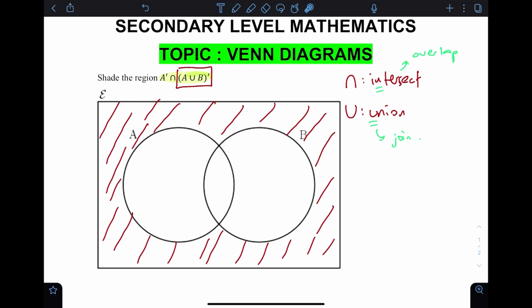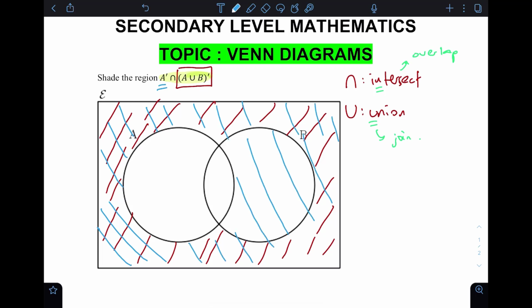Okay, so, but that's not the end, because I need A prime to intersect with this part. A prime is everything that is outside of A. So let me underline in blue. So everything outside of A is basically here. Okay, outside of A, this part also.